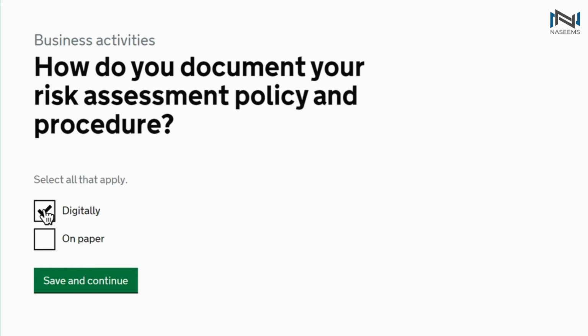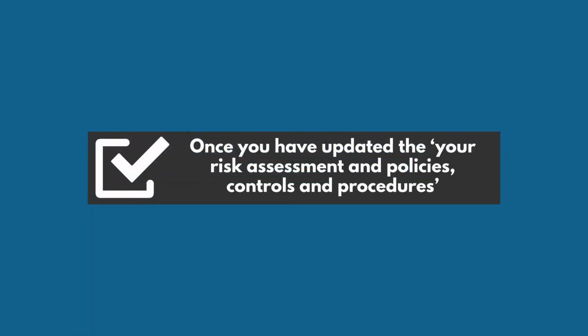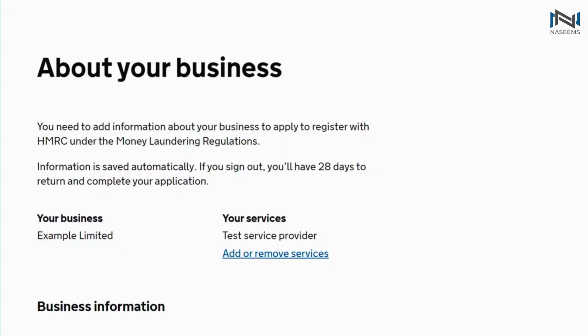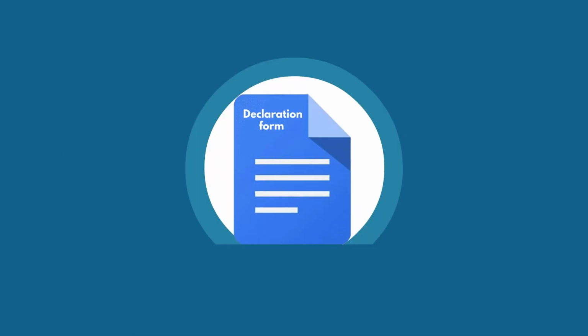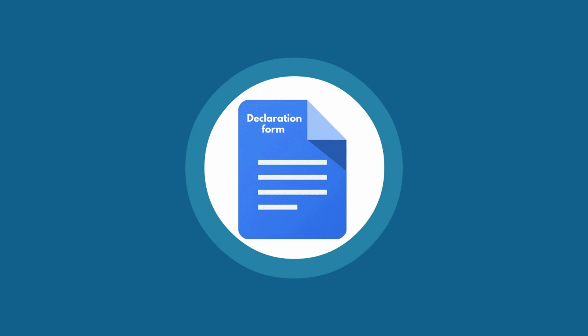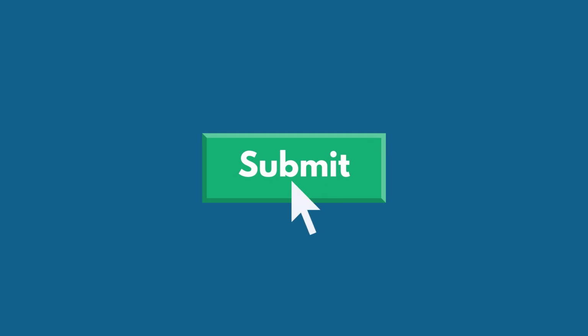Record how you document your risk assessment policy and procedure, either digitally or on paper, then save and continue. Once you have updated your risk assessment and policies, controls, and procedures section, you will need to continue through the questions until you reach the green button Confirm and Continue. This will take you back to the business information screen. Then scroll down and Submit Application. Here, you will be asked to fill out a declaration form. Once you have completed your declaration, you must select Submit again, otherwise your changes won't be accepted.